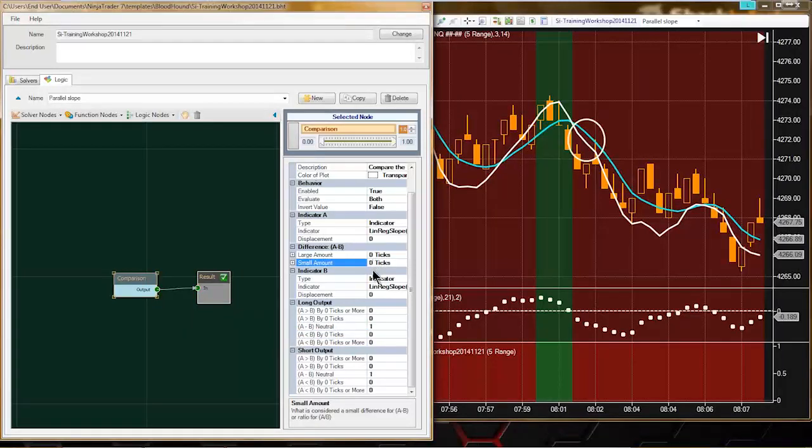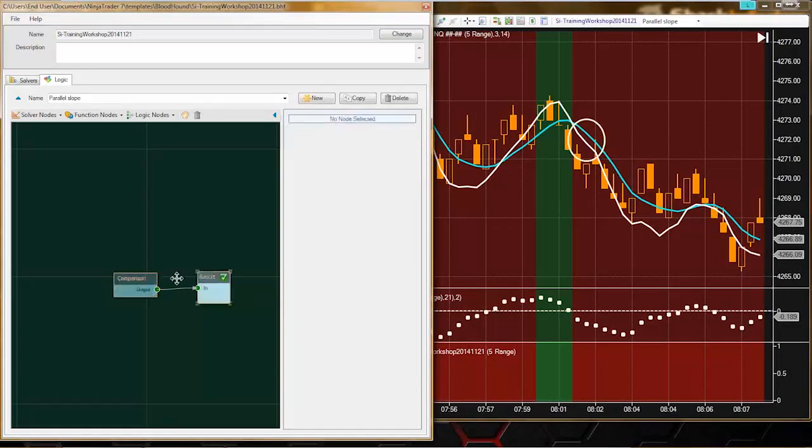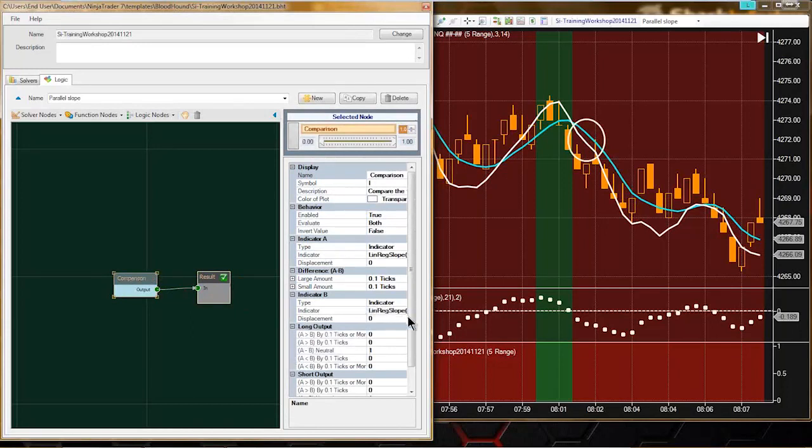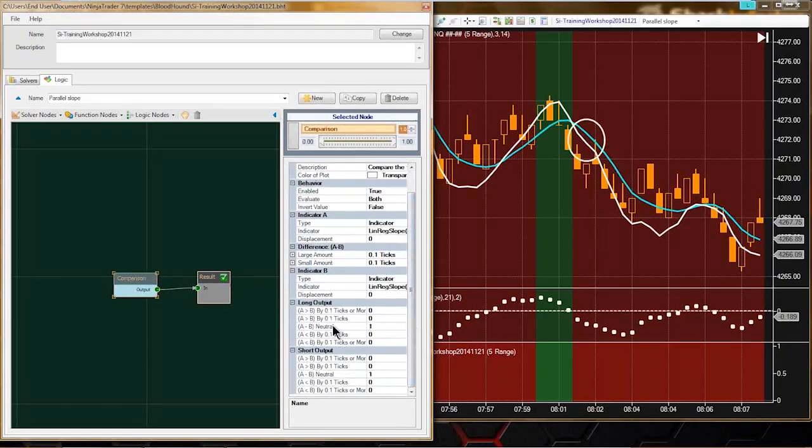So let's start off with a small value here, and we'll just see if the two slopes of these indicators are equal by a certain slope here. Let's see. And for some reason in my VMware these numbers don't update unless I click off and click back on. There we go. So now we can see the values here changed to 0.1 ticks. So we have this neutral zone defined here.